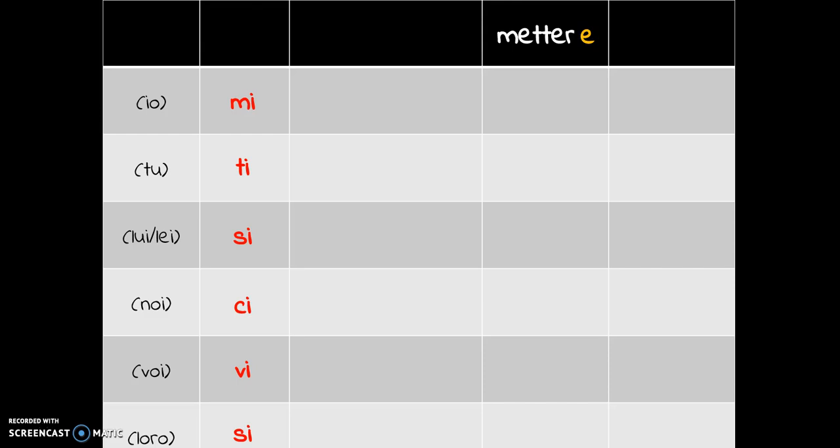And now we add an e to the end of the verb, which becomes mettere, and it is a regular ere verb. We use the ere verb endings that we already know, and our verb becomes metto, metti, mette, mettiamo, mettete, mettono. So I put on mi metto, you put on ti metti, he or she puts on si mette, we put on ci mettiamo, all of you put on vi mettete, and they put on si mettono.